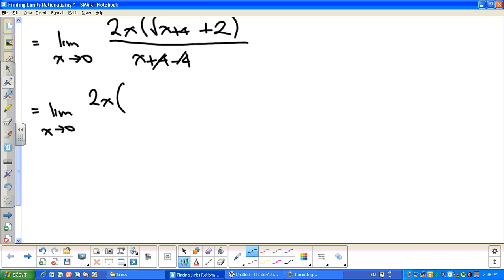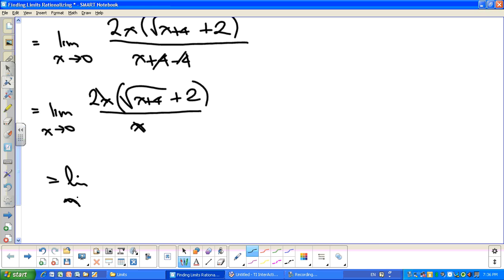2x times square root of x plus 4 plus 2, divided by x. What do I notice? I notice that I have an x here and an x here. I can reduce them, and my expression becomes limit as x approaches 0 of 2 times square root of x plus 4 plus 2.